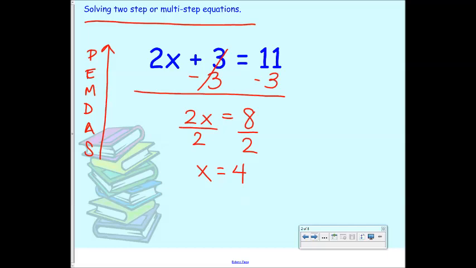Okay, so I'm going to do just a mental check. 2 times 4 is 8. 8 plus 3 is 11. Okay, so I'm going to get rid of those. That worked out perfectly. X equals 4.